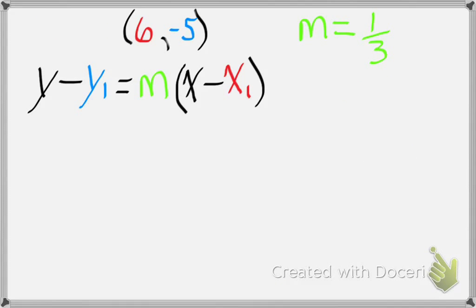Okay, so to put it in point slope form, that should be your easiest task. You literally just plug everything into its spot. So notice, I already have the empty shell set up, ready to go. So let's plug everything in.